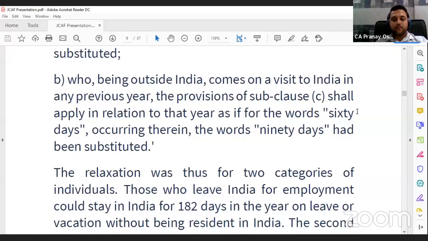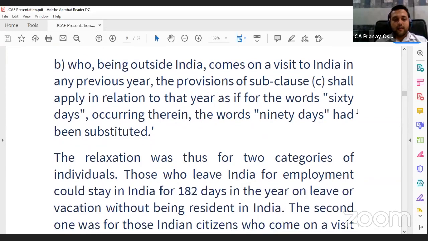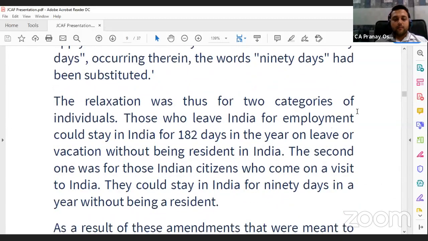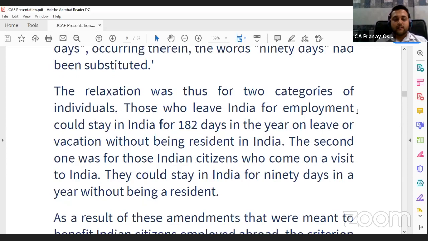So this relaxation was basically for two categories of individuals: those who leave India for employment could stay in India for 182 days in the year on leave or on vacation without being resident of India. This was the first. And the second one was for the Indian citizens who come on visit to India. They could stay in India for 90 days in a year, although being non-resident.